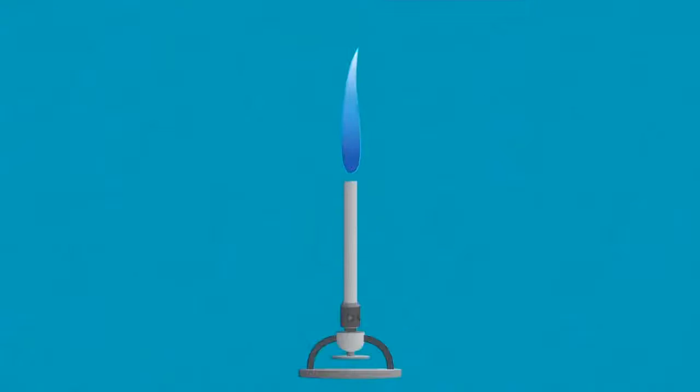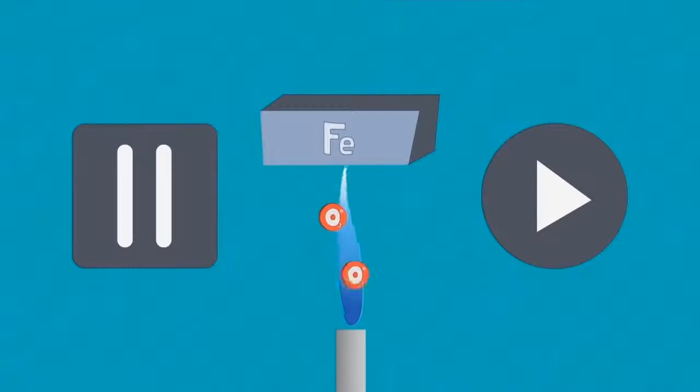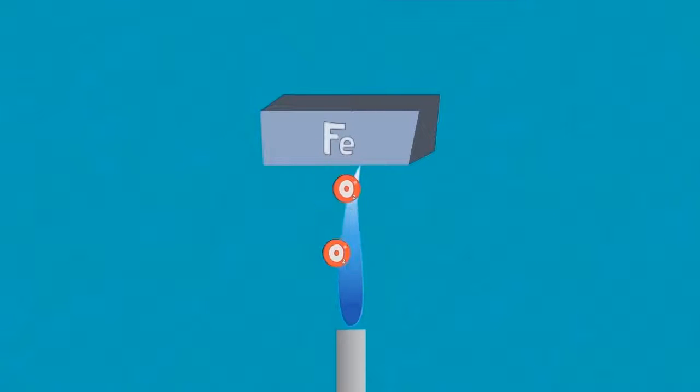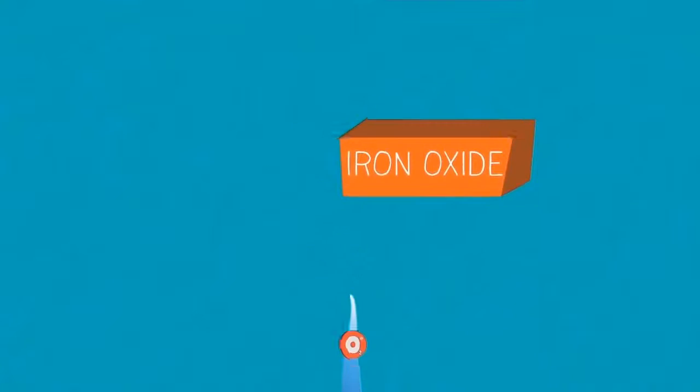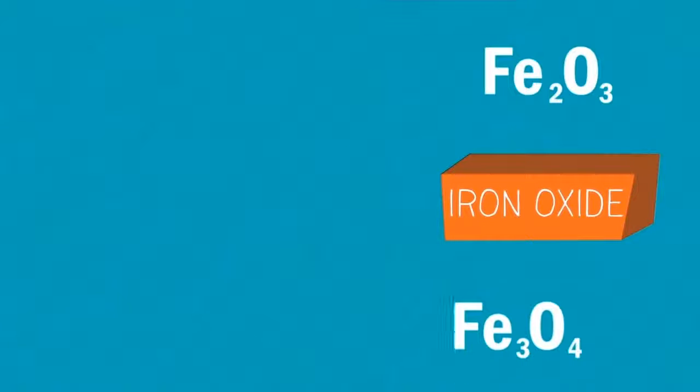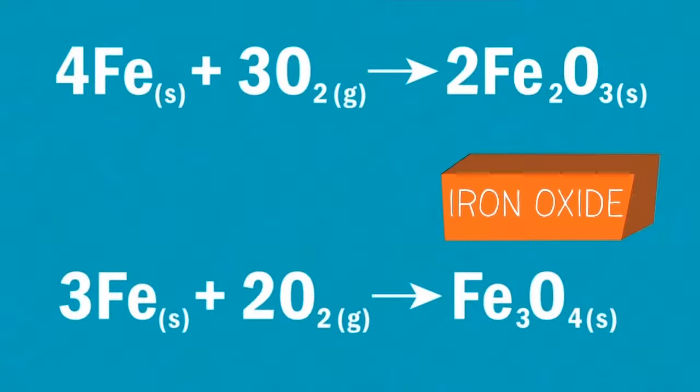What if you were to heat the iron in the air? Pause the video and think about what might happen. Continue when you're ready. On heating with oxygen, the result is the formation of iron oxides, Fe2O3 and Fe3O4, shown by the following equations.